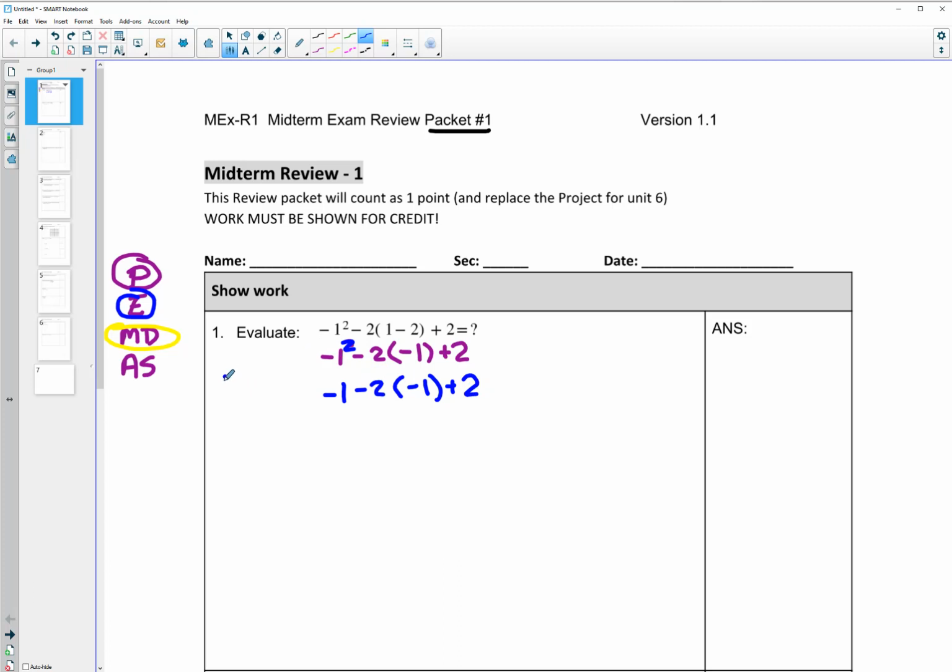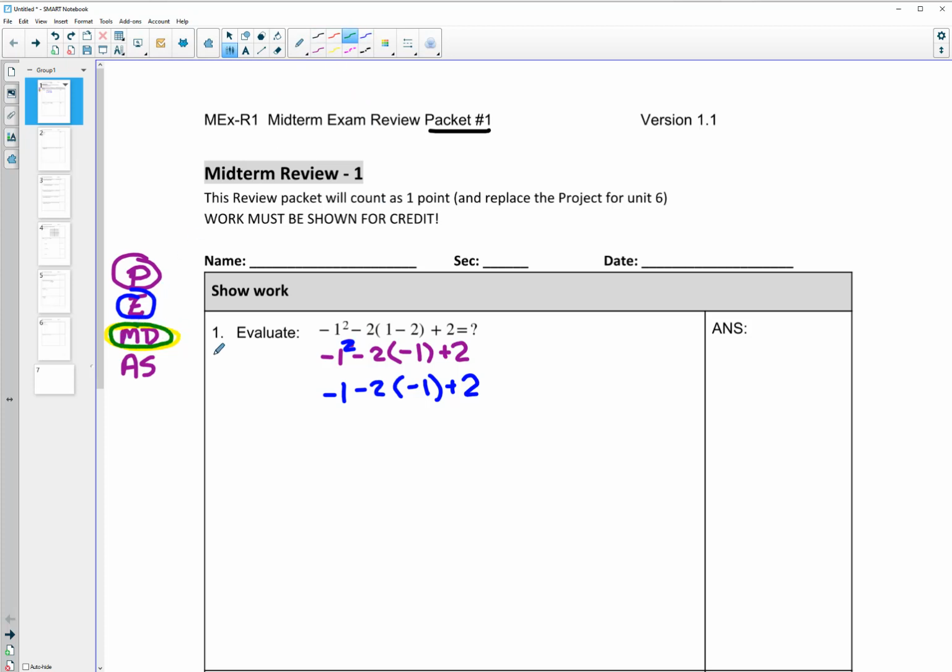Of course, if it had looked like this, right? If it had looked like that and we solve it, yes, then that would be positive 1. But that's not what we have here. So the negative sign is unaffected because that's really during the multiplication stage. Just the 1 is squared. Okay? All right, and then we'll do M and D.